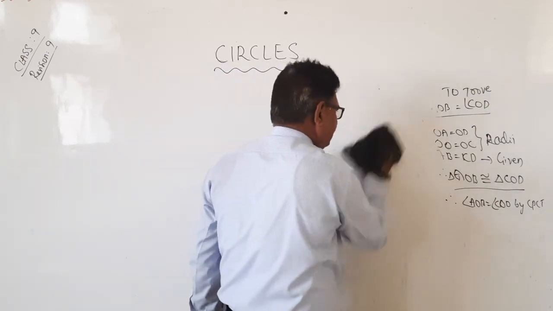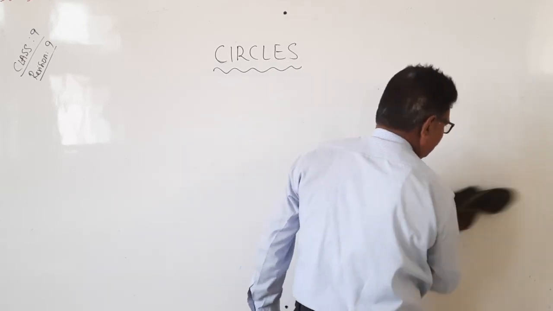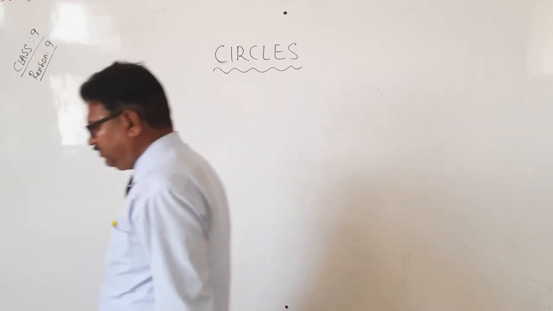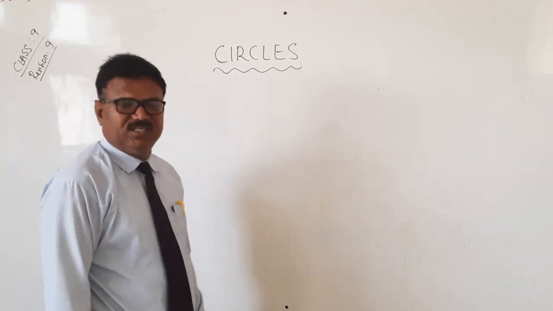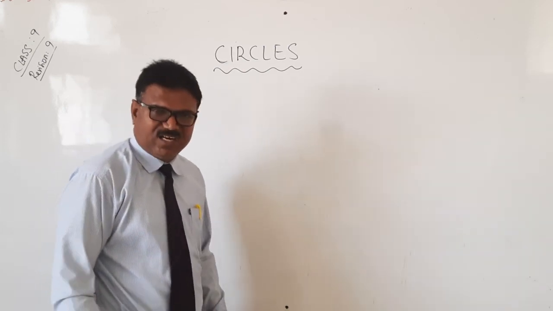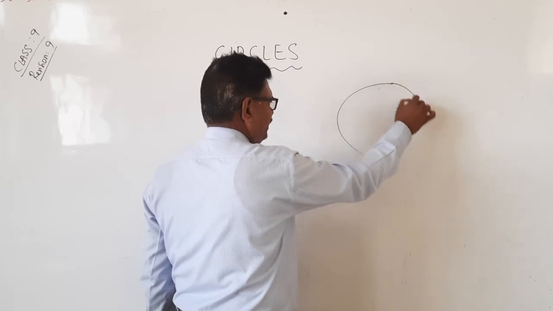Theorem 2. The converse of this: what is the converse? If the central angles subtended by the chords are equal, then we have to prove that the chords are equal. So the figure will be the same. You see the figure.